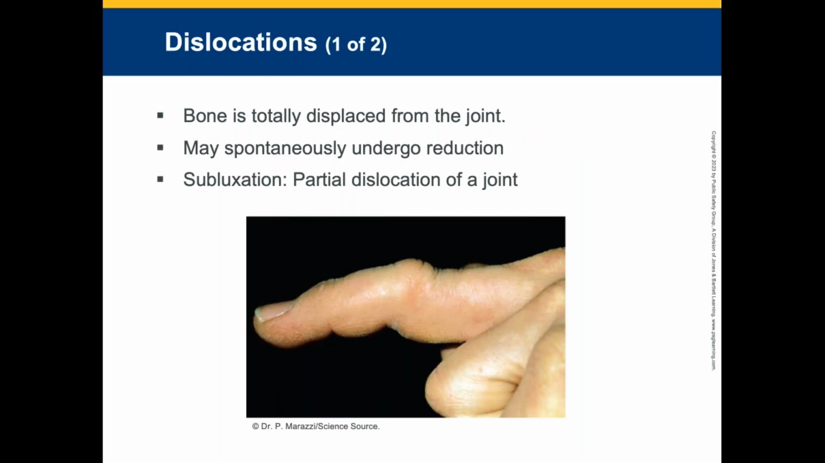Dislocations, as easy as it is sometimes to relocate these fingers and get the synovial joint back in place, we do not relocate dislocations unless there are no pulses. If it's dislocated with a pulse, we leave it in place and let the hospital take care of it. So the bone is totally displaced from the joint, so basically pops out.